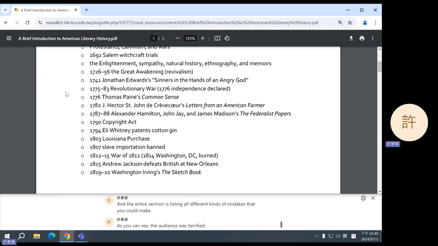And what makes this really fun is Edwards didn't perform. He only read it very simply, very straightforward, very calm reading. And still, it was so scary that they say some members of the audience fainted.